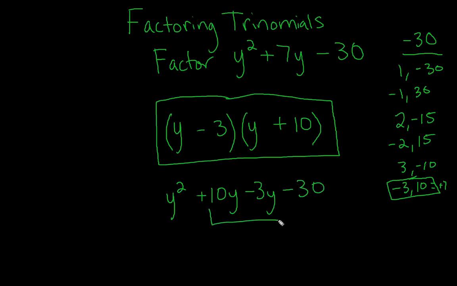When we combine our like terms, 10y minus 3y gives us 7y. And we get the trinomial y squared plus 7y minus 30. And you'll see that matches with our original. So we know that we factored y minus 3 times y plus 10 correctly. So that is our factored form of this trinomial.